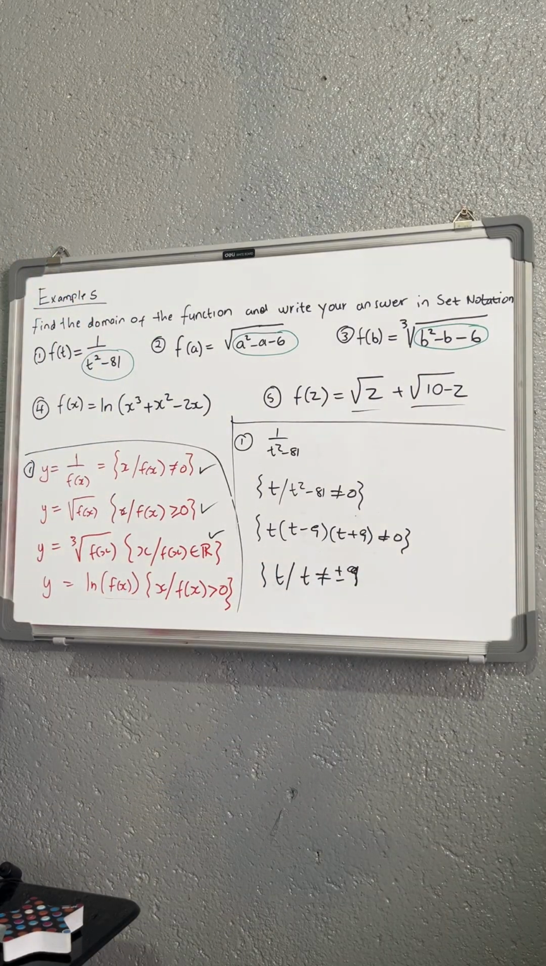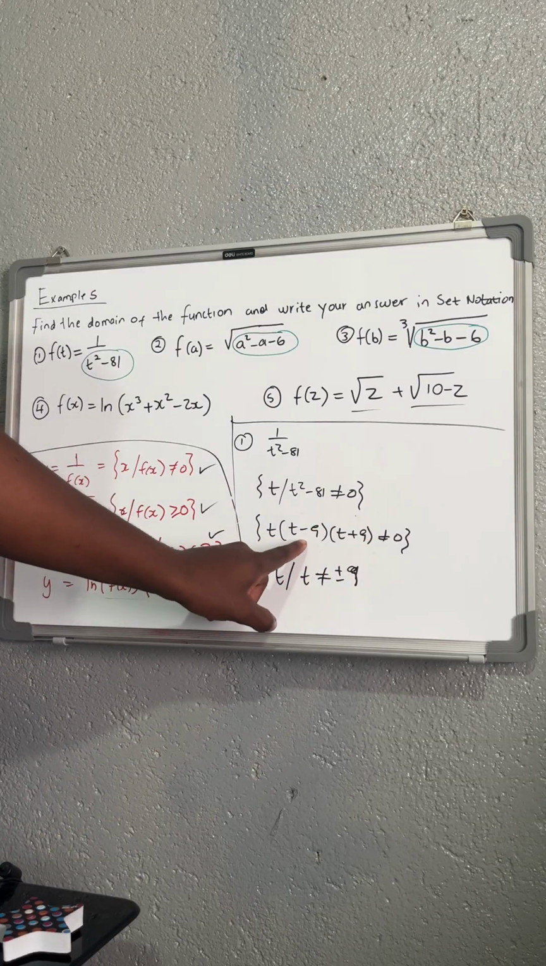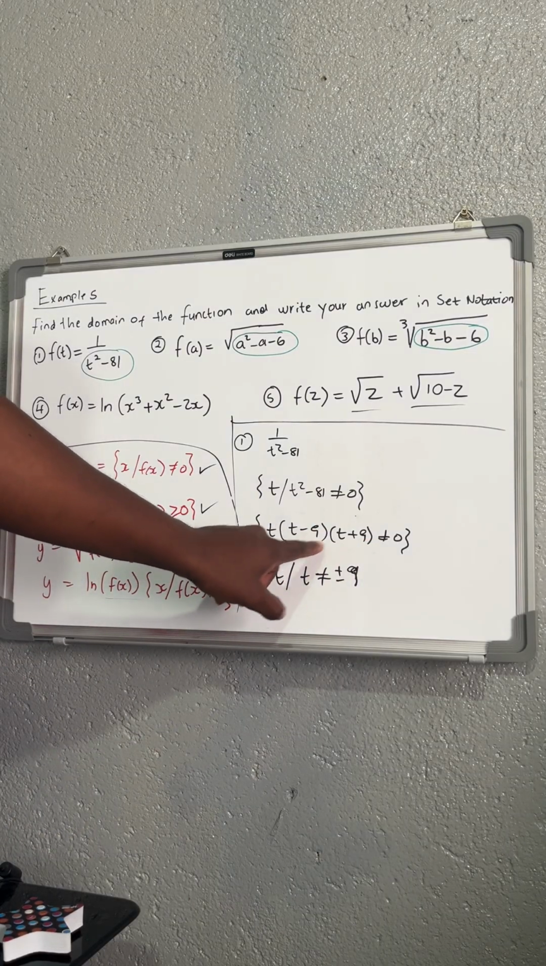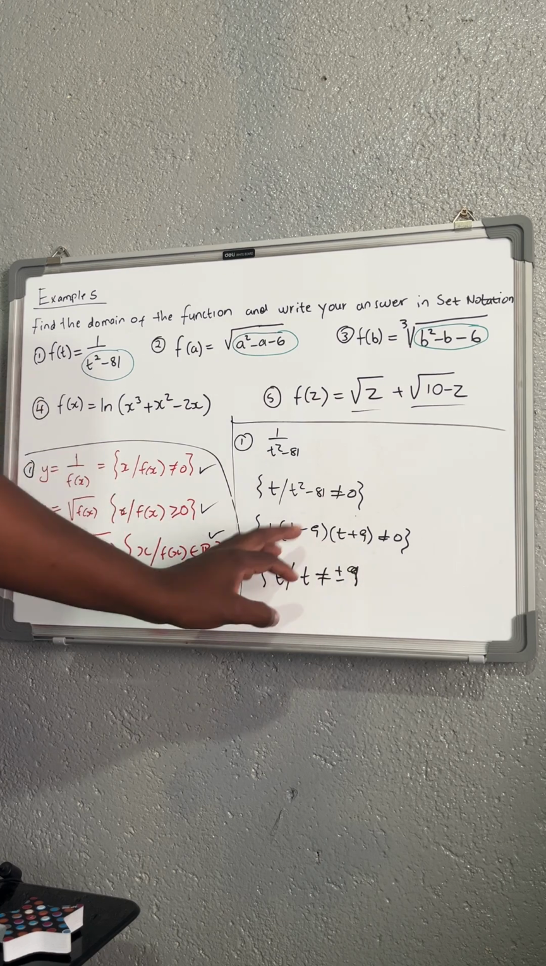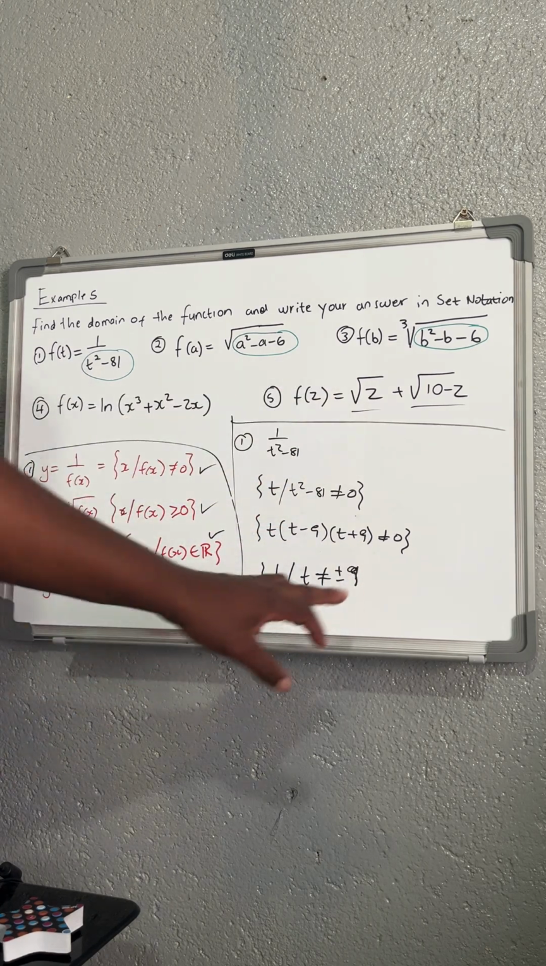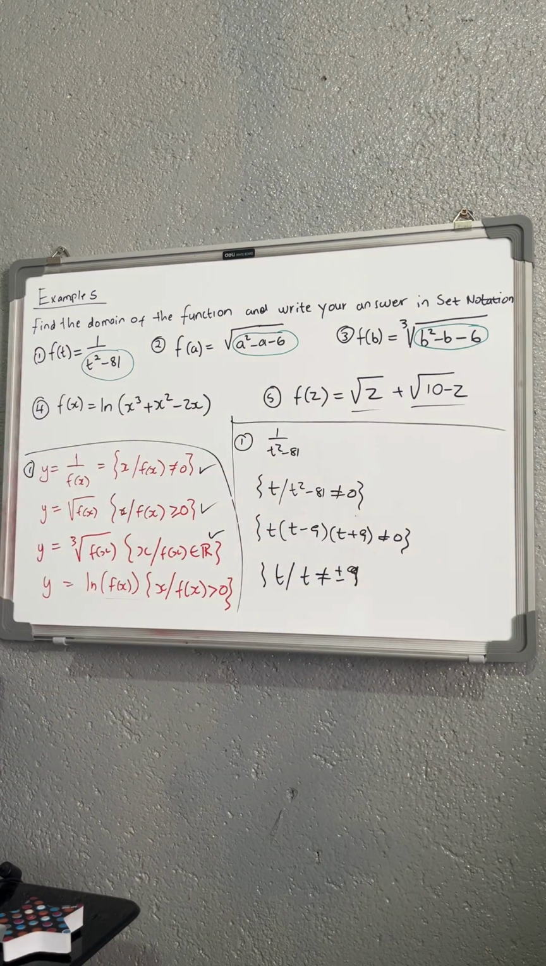You know, if you're going to take this one and equate it to 0, you're going to get t minus 9 is equal to 0. This side, t plus 9 is equal to 0. Then you take your 9 to the other side, you're going to get this final value.